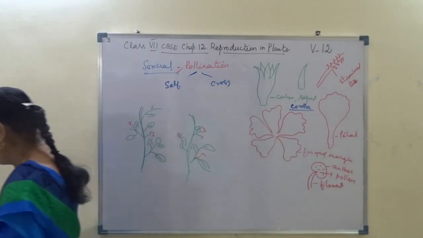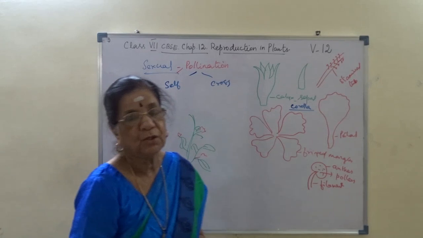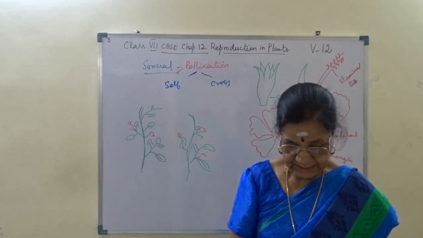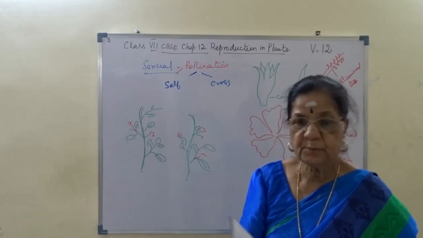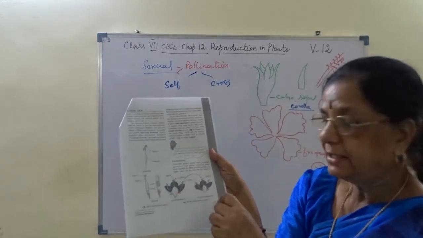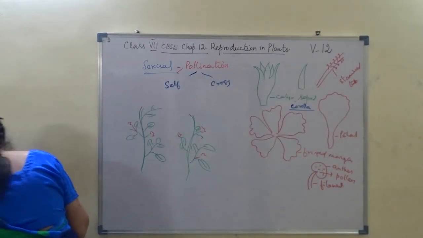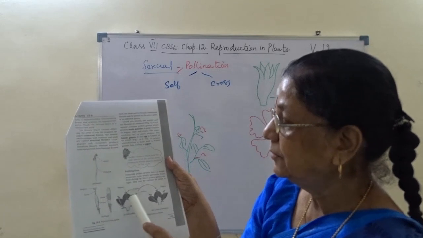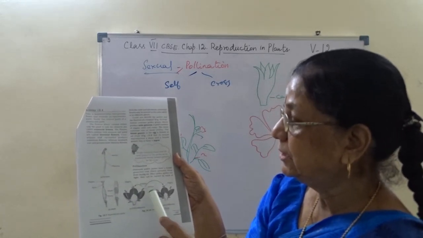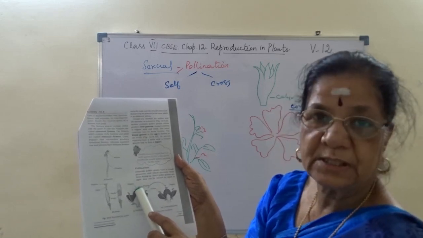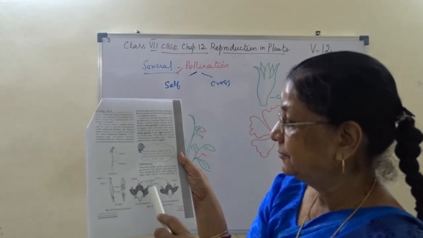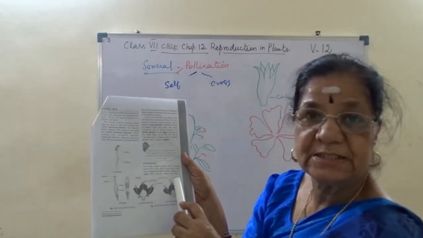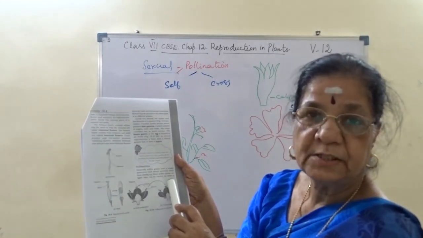Pollination is the transference of pollen grain from the anther to the stigma of the same flower or another flower of the same species. In our book diagram, this is self-pollination. See here, these are two flowers. This is the ovary, style, stigma, and these are the stamens. For self-pollination, the stamen and stigma are of the same flower. Whereas when the anther and stigma belong to another flower of the same species, that is cross-pollination. I hope you understand this.